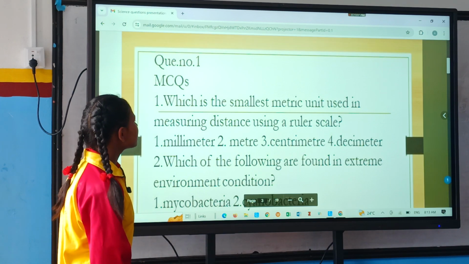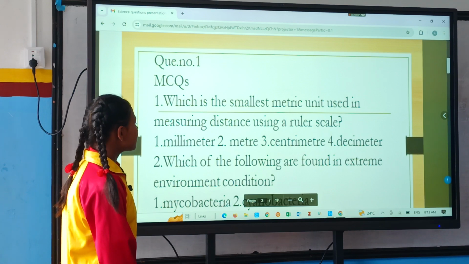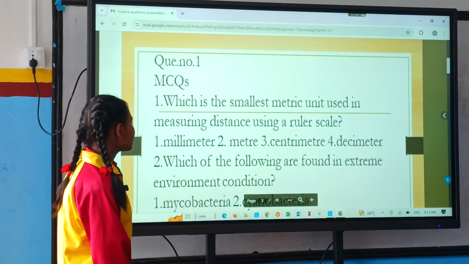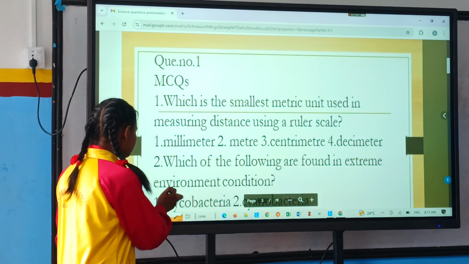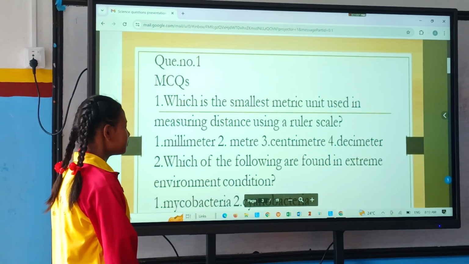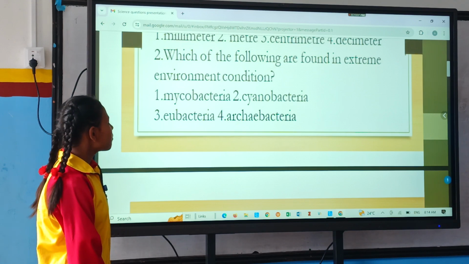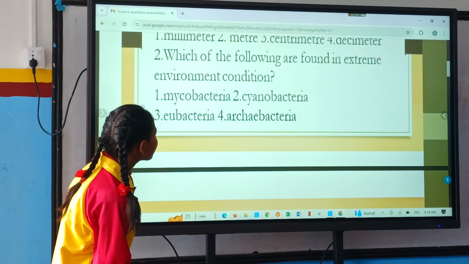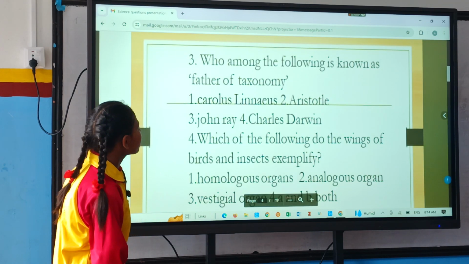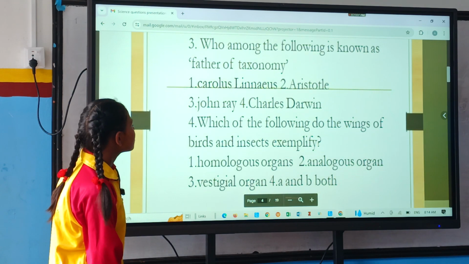MCQ. Which is the smallest metric unit used in measuring distance using a ruler scale? Millimeter, meter, centimeter, decimeter. Which of the following are found in extreme environment conditions? Mycobacteria, cyanobacteria, eubacteria, archaebacteria. Who among the following is known as the father of taxonomy? Carolus Linnaeus, Aristotle, John Ray, Charles Darwin.